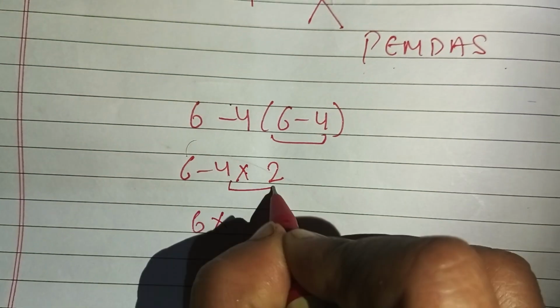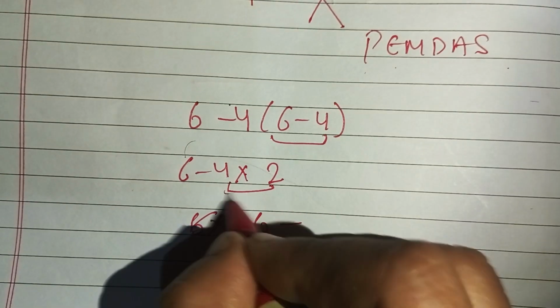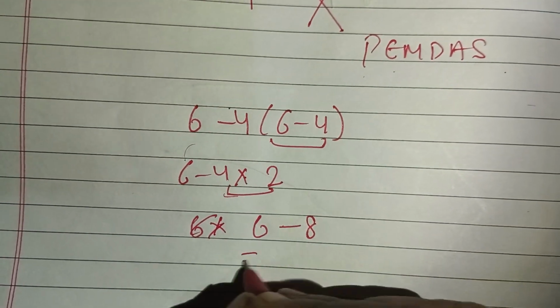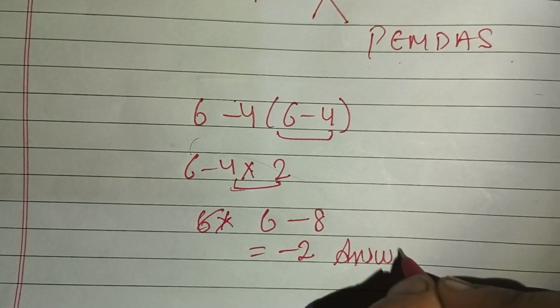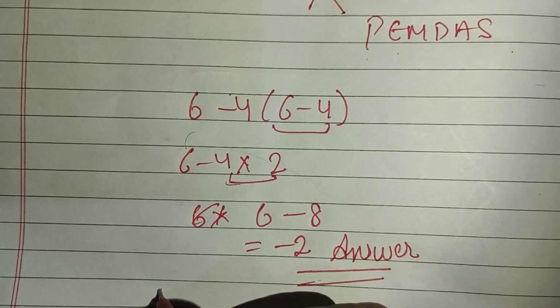6 minus 4, 2. Then 6 minus, then we'll do multiplication. Minus 4 into 2 is 8, and 6 minus 8 is minus 2. So minus 2 is our correct answer.